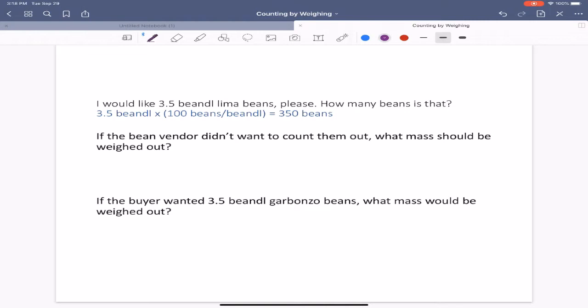But back to our bean example. So I would like 3.5 beandle lima beans. How many beans is that? We can do that same math. 3.5 beandle at 100 beans per beandle is 350 beans. And for sig figs, which you know are important, here I'm starting with 2 sig figs. And this number is exact. So this number is good to 2 sig figs.